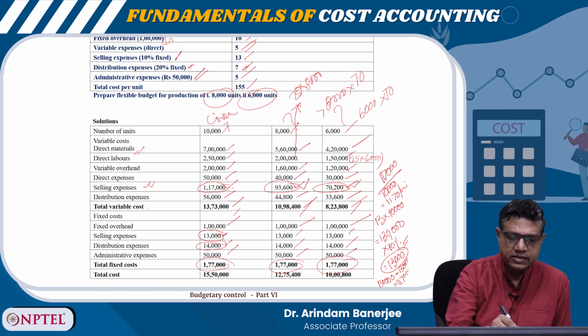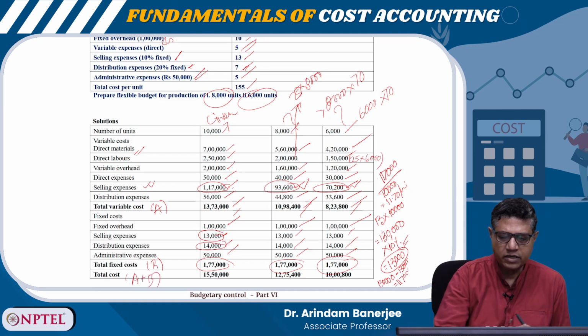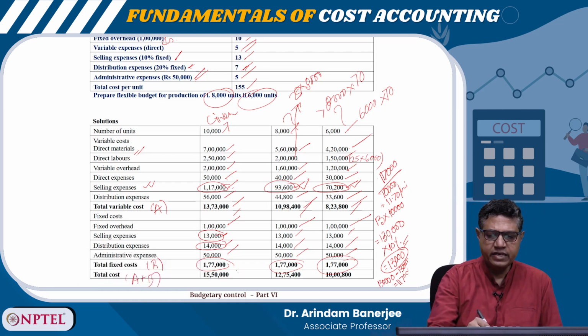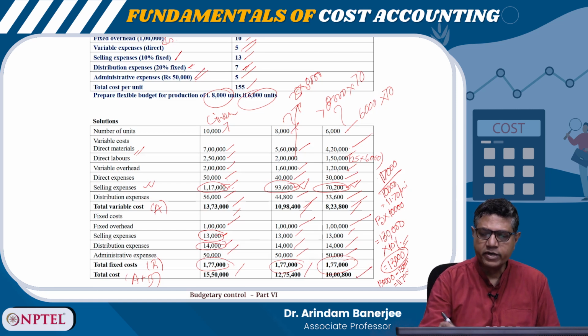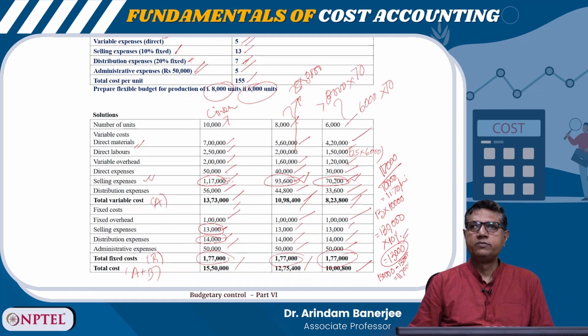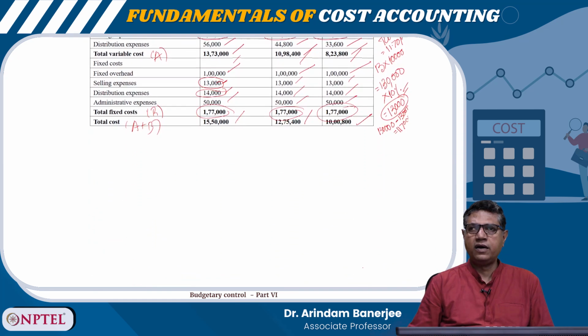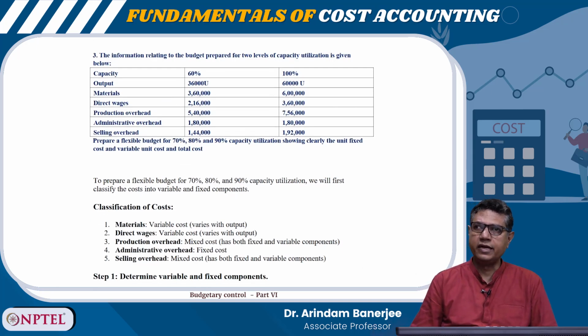And if I say this is A and this is B, if I add this, I will get the total cost, right, A plus B. So it is 50,000 for 10,000 capacity level, 12,75,400 for 8,000 capacity level, and 10,800,000 for 6,000 capacity level. Okay, so this is how the flexible budget is complete, right?